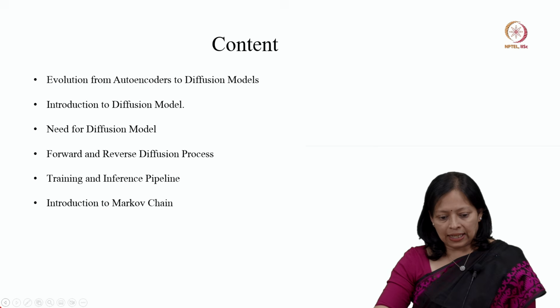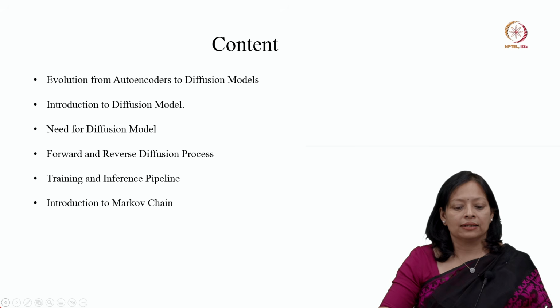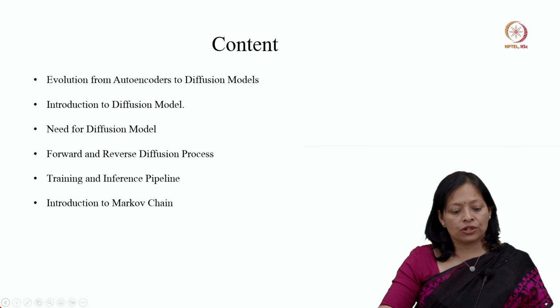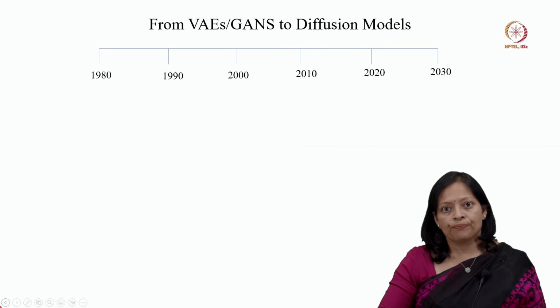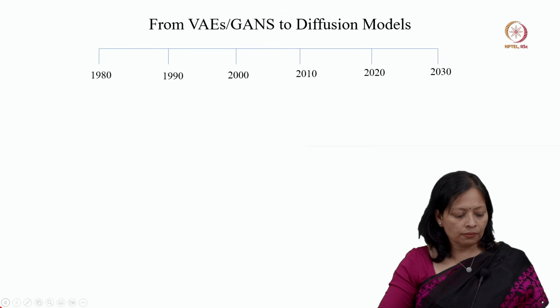So, the contents for today's session are: evolution from autoencoders to diffusion models, introduction to diffusion model, need for diffusion model, forward and reverse diffusion process, training and inference pipeline, and a brief introduction to Markov chain. So, we will start with the evolution from autoencoders to diffusion models.